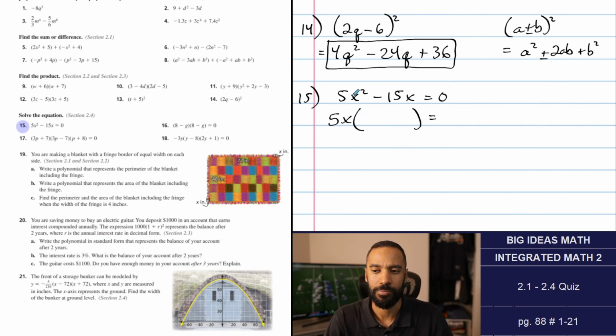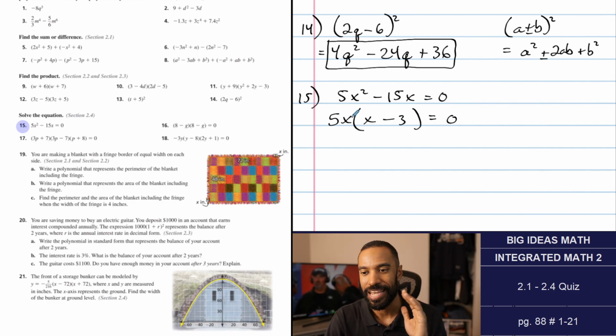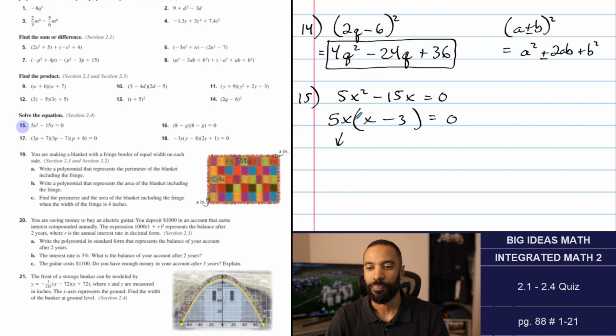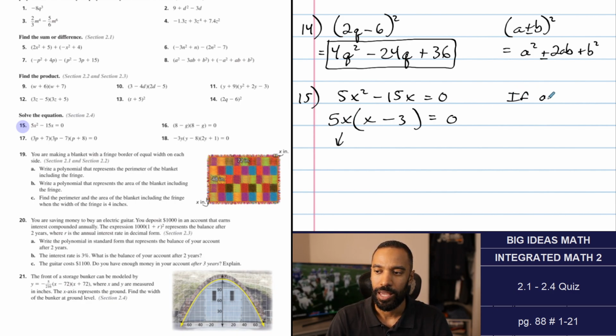Factoring is the opposite of distribution. You ask, 5x times what gives you 5x squared? Well, that would be x. So you factored 5x out. You divided it out. It's just written on the outside. 5x times what is negative 15x? It's negative 3. So I rewrote this in factored form, and the goal was that I've created a product. This is 5x times x minus 3. And when set equal to 0, you can use the zero product property. If a times b equals 0, then either a equals 0 or b equals 0.